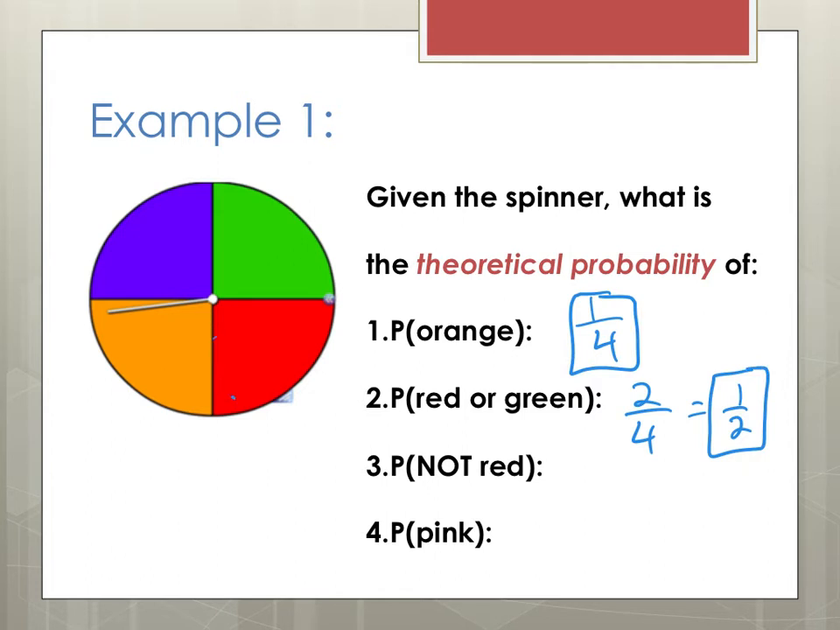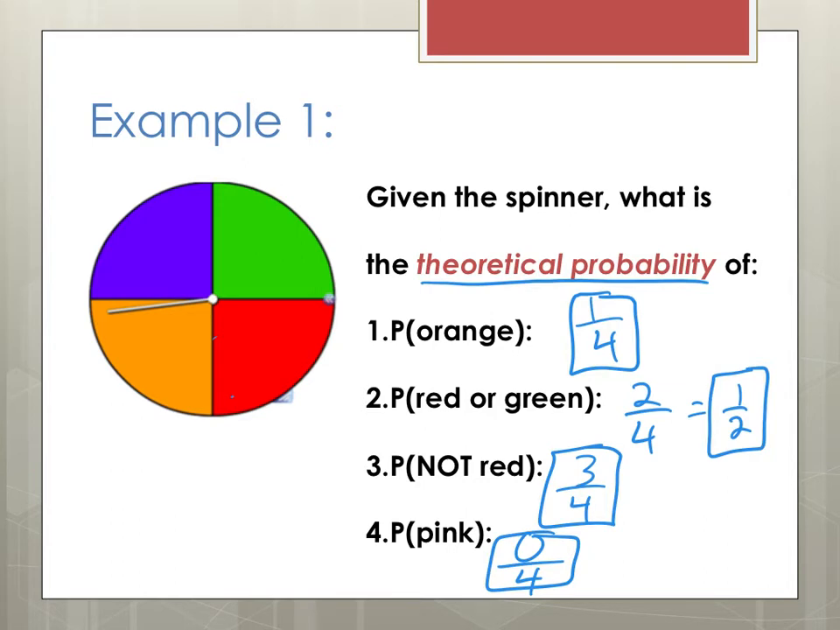Probability of not red, right? Well, not red would be either blue, green, or orange. And so that would be 3 out of the 4 there. And so it looks like we have a 75% or 3/4 chance there. And then the last one, probability of pink. Well, I don't see a pink on this board, right? And so the probability of that happening would be a 0 out of 4 chance because there is no pink wedge, unless there's something hidden there that I don't see. So again, theoretical probability is the probability of what it should be if you were to do that experiment.